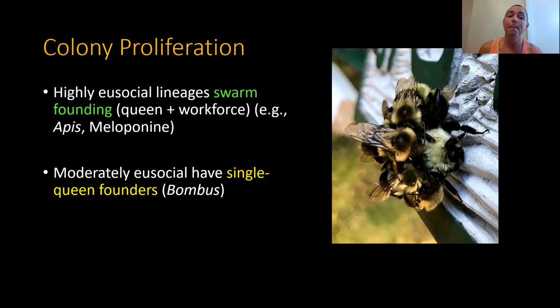So swarm founding societies provide their queen an additional buffer of having a retinue of workers that move with them. Moderately eusocial species like Bombus, those bumblebees I talked about earlier, found colonies like wasps, where singleton queens move on their own, produce their own workforces and have to go it all alone. So they're much less likely to succeed. Most of them fail, but it's energetically cheaper.